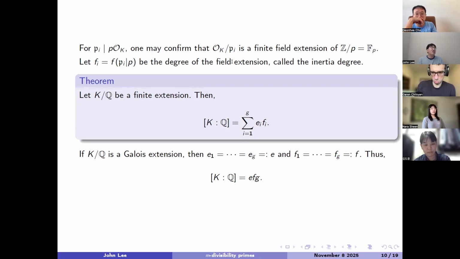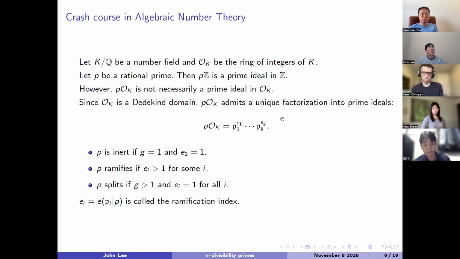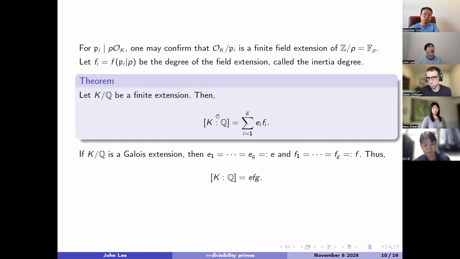And here's a very beautiful and nice theorem. If K over Q is a finite extension, then this degree can be written as n equals the sum over the prime ideals of the ramification index and the inertia degree. So in the earlier slide, if pO_K can be decomposed in this way, for each prime up to g, we can bring e_i, and we can also find the f_i, multiply them, and add them up all together, and that encodes the information about how large K is compared to Q. So the degree of K over Q.